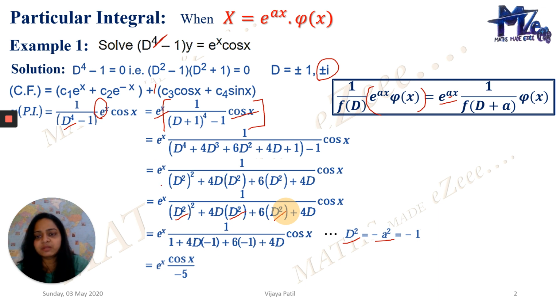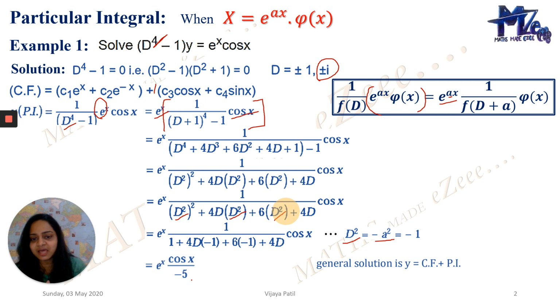As I've told you, this will remain as it is up to the last step. And this cos of x is here, and the minus 4D and plus 4D will go off from here. We will have 1 minus 6 as minus 5 in the denominator. So we have got e to the power x cos of x upon minus 5, which is what we have got.